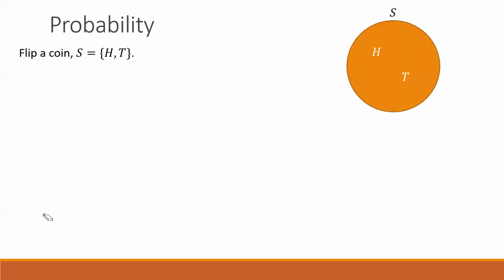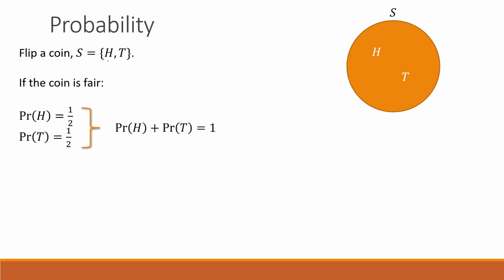So let's look at an example, the same example as before. We have a sample space S. Our experiment is to flip a coin and see if it comes up heads or tails. So our outcomes could be heads or tails. If the coin is fair, then the probability of flipping heads is 1/2, and the probability of flipping tails is 1/2. And that sums up to 1.